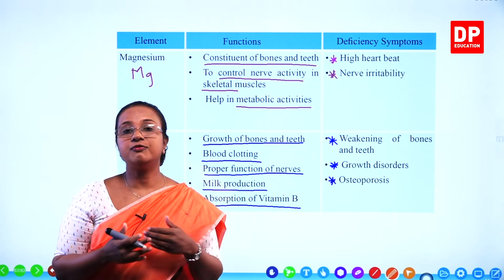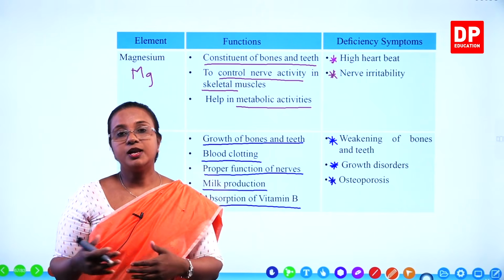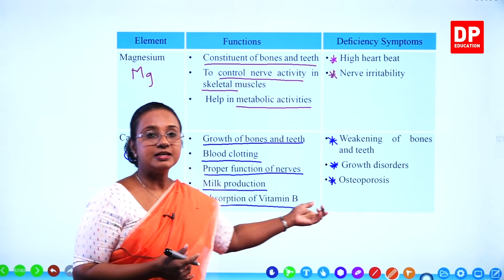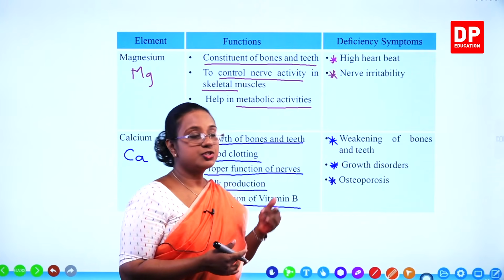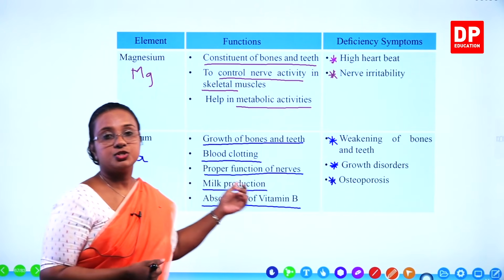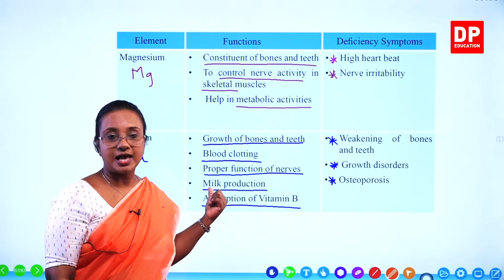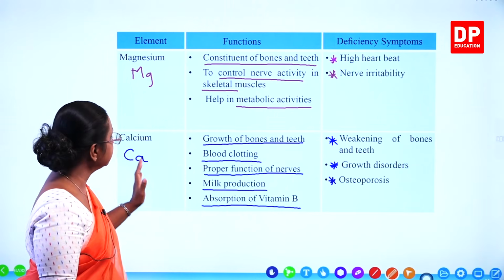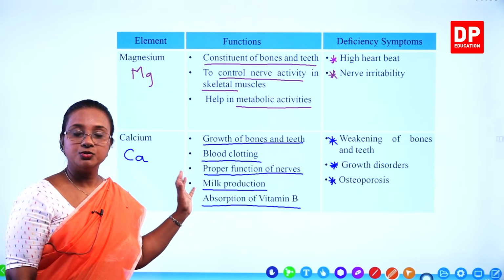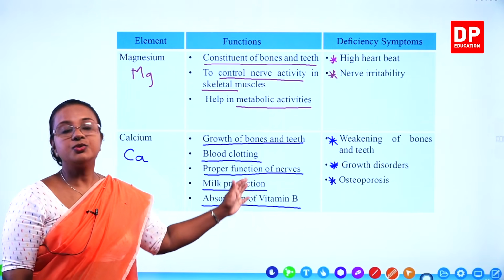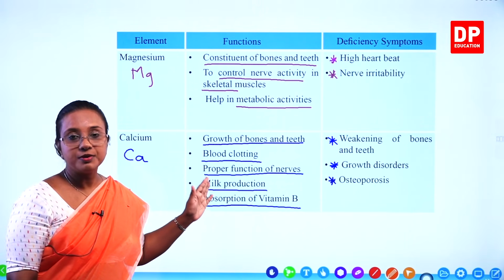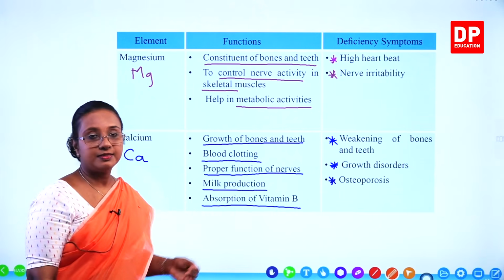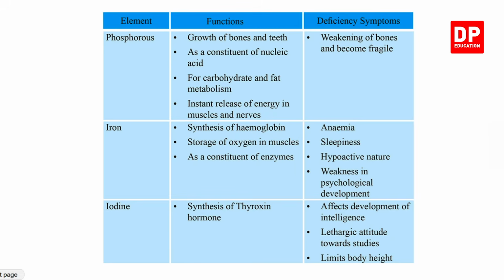Even a light fall can lead to a crack in the bone. That is the effect of osteoporosis, which is caused by deficiency of calcium. So as we have seen, magnesium and calcium are two minerals that are needed for the proper function of a human body. Now we will look at the other elements.